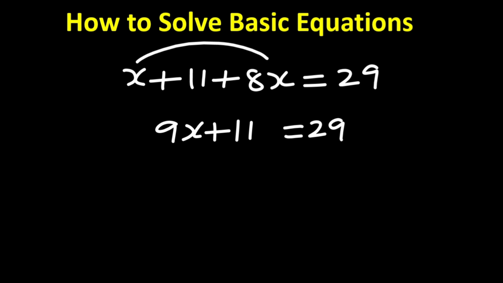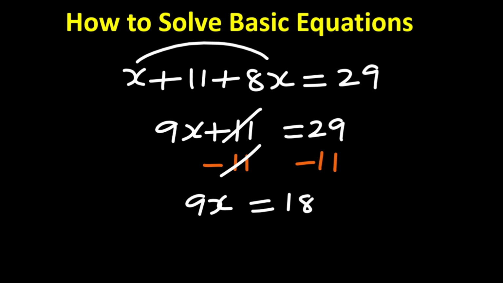Now, to find the value of x, we should get rid of all those numbers next to x. First, we get rid of 11, and then we get rid of 9. To get rid of 11, so it's plus 11. What is the opposite of addition? It's subtraction. So we subtract 11 on both sides of the equation. So we can cancel out plus 11 and then minus 11. So we get here 9x on the left side. That should be equal to 29 minus 11. So that's 18.